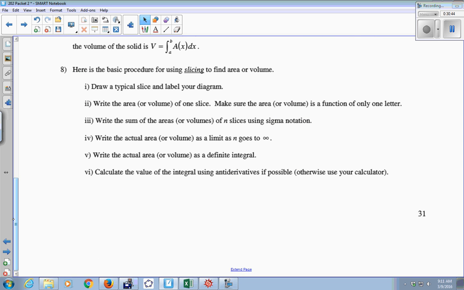Let's look at number 8. The basic procedure for using slicing to find area or volume: draw a typical slice and label your diagram. Write the area or the volume of one slice. Make sure that your formula for the volume of one slice has only one letter in it. Write out the sum of all the areas of n slices. Then write the actual area by taking the limit as the number of slices goes to infinity. Translate to a definite integral, and then calculate the value of the integral.